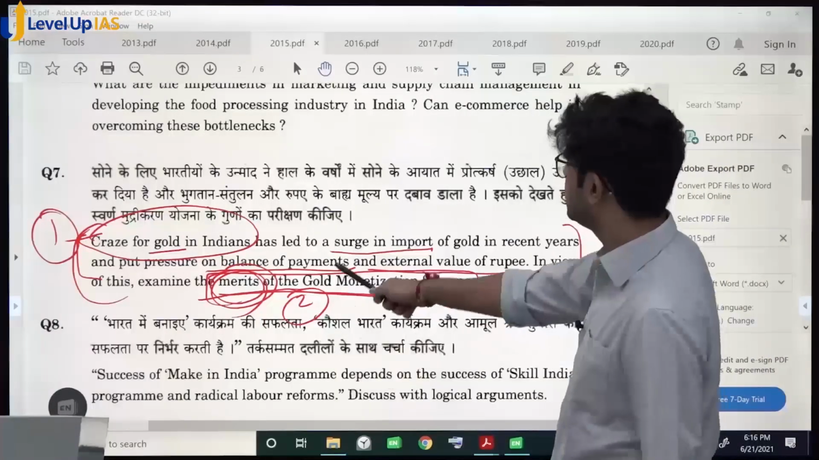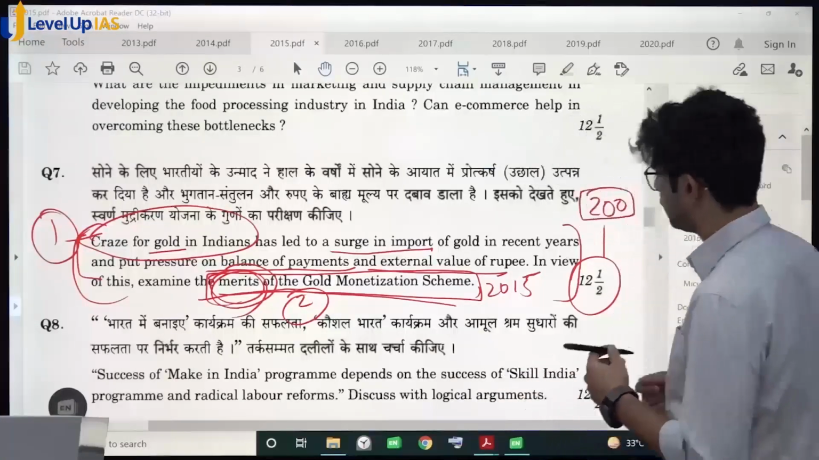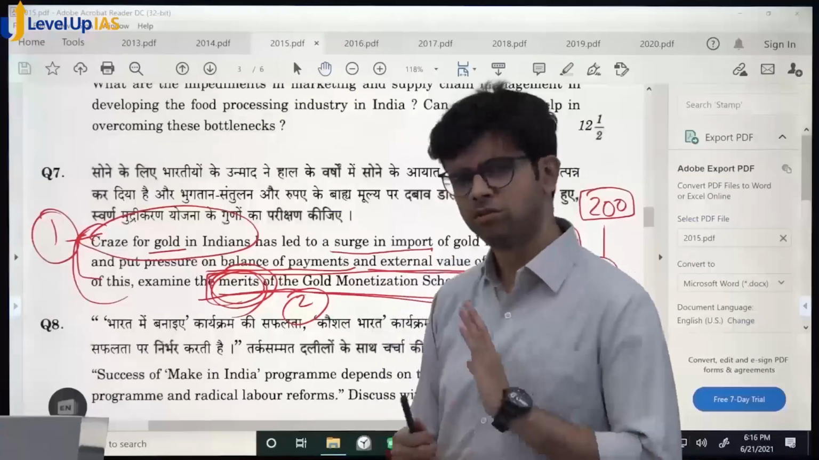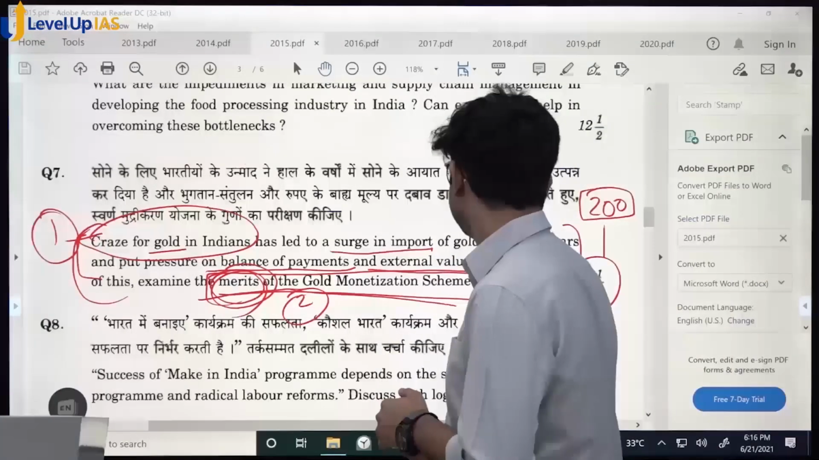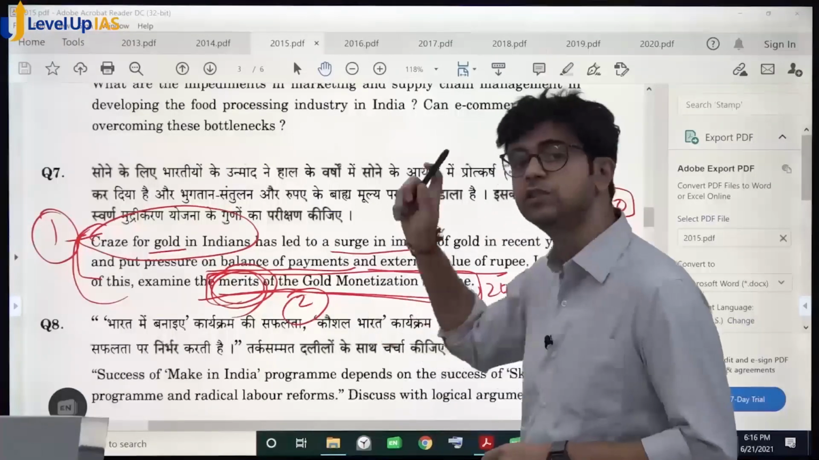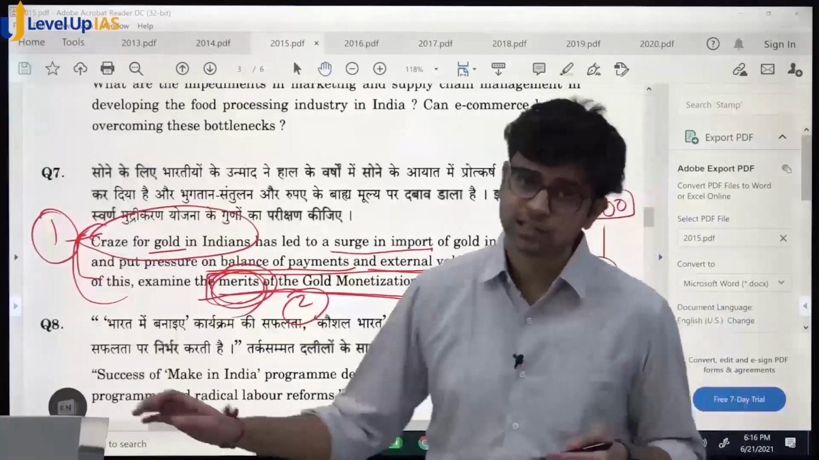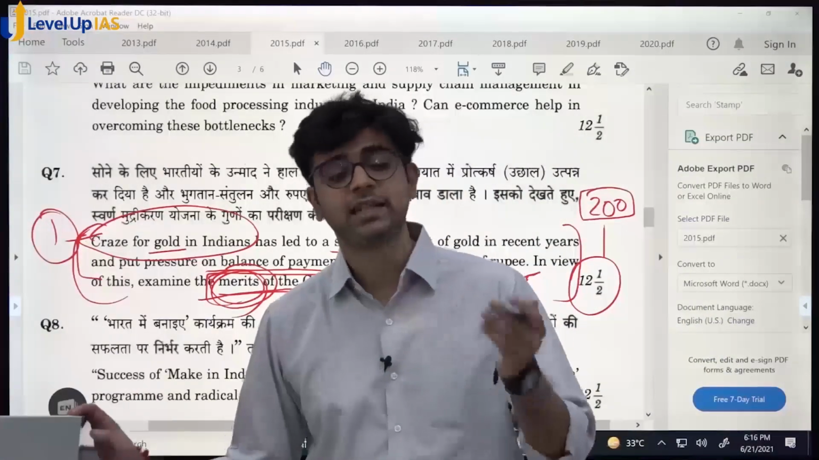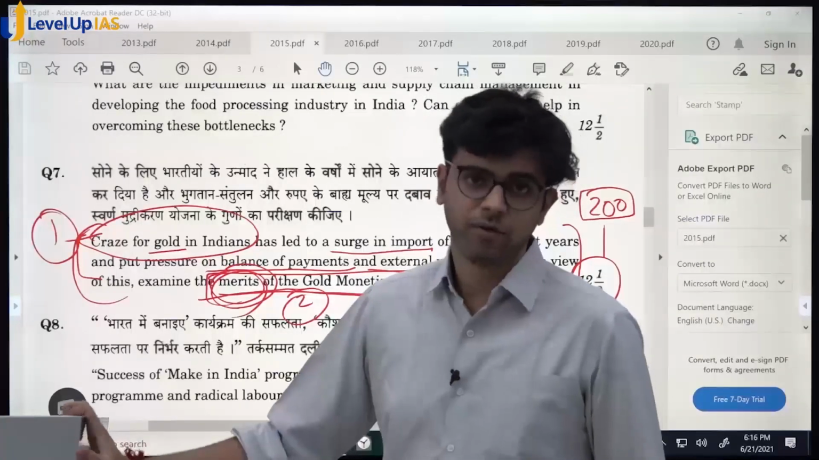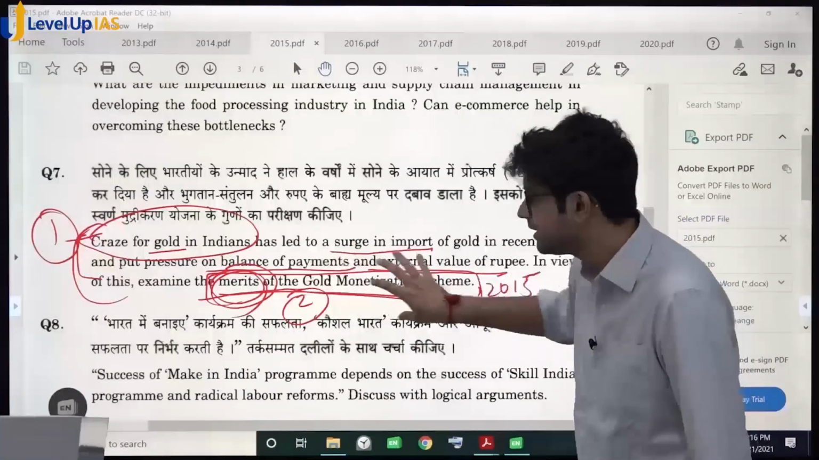Craze for gold in Indians has led to a surge in import of gold in recent years and put pressure on BOP, external value of rupee. We'll read about BOP, we'll read about external value of rupee. Don't worry about those things. Just know that this was the scheme. So if this is the scheme that was released that year, there would be editorials in newspapers, there would be discussion in that paper about the merits, demerits, there would be videos on YouTube by Rajya Sabha and all on this topic. They would obviously discuss why this scheme is required.